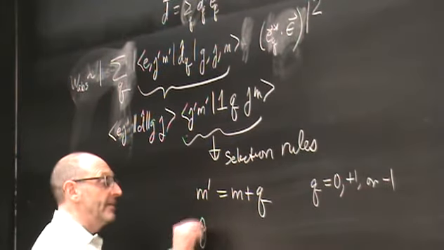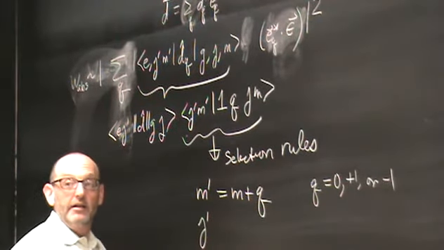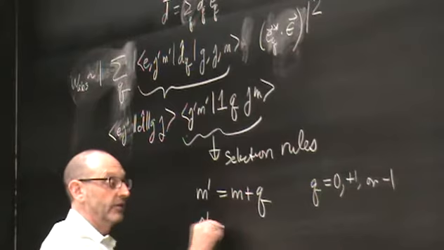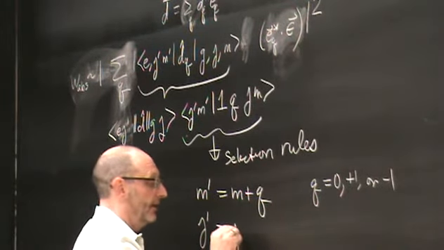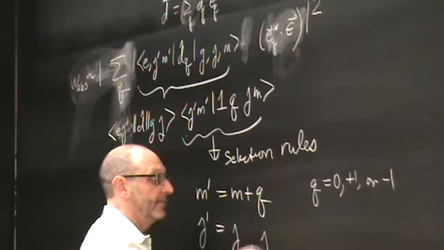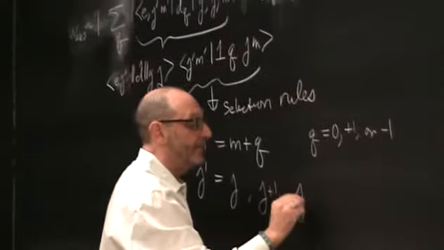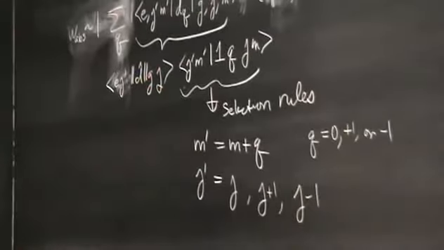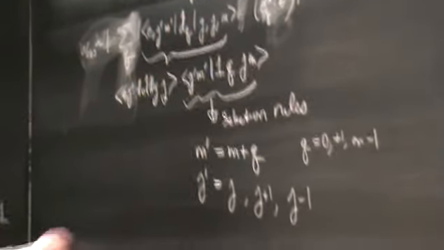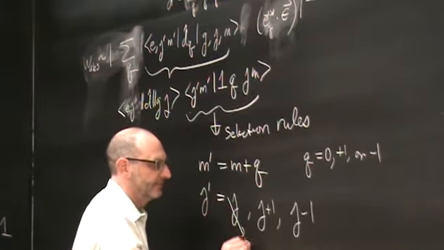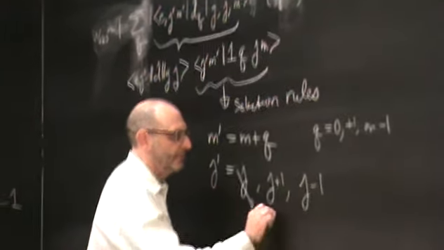Moreover, J prime here, according to this selection rule, could be equal to J, it could be J plus 1, or it could be J minus 1. Now we'll see in a moment that actually this is not allowed. Not apparently, but we'll come back to that.